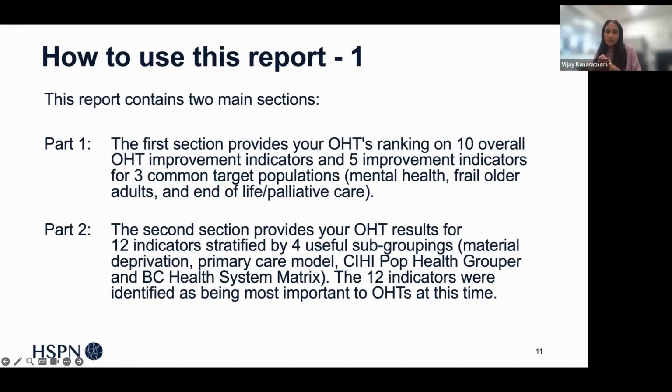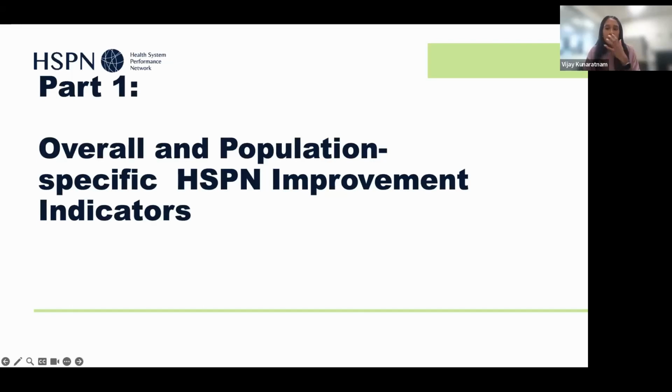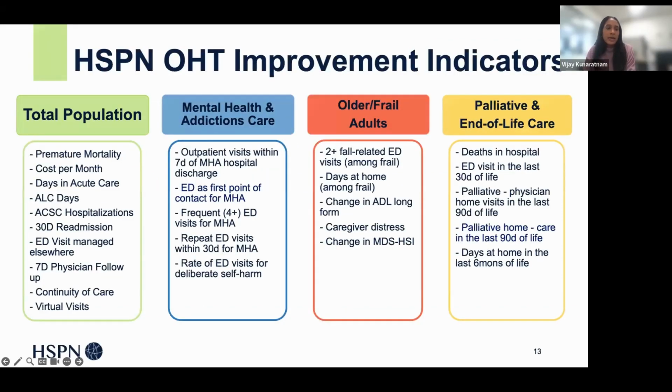And the second section of the report that Walter will focus on provides your OHT results for 12 indicators stratified by 4 different useful subgroups. So we've done these 12 indicators by material deprivation, primary care model, Chi-High population health grouper, as well as BC health system matrix. And the 12 indicators that HSPN chose to visually represent were identified as being the most important to OHTs at this time. So I'm just going to focus on the first part of the PowerPoint presentations that we've gotten.